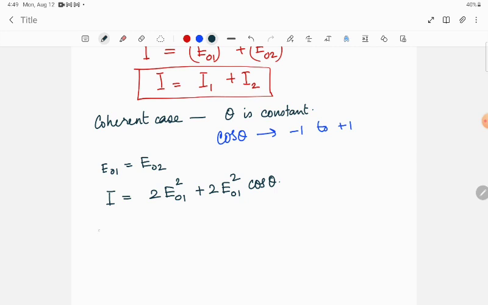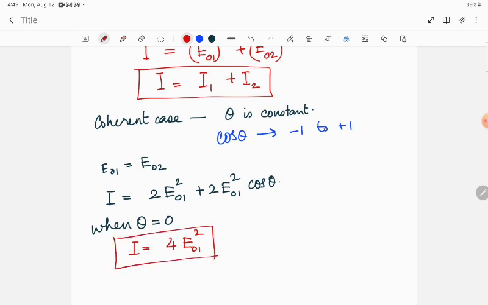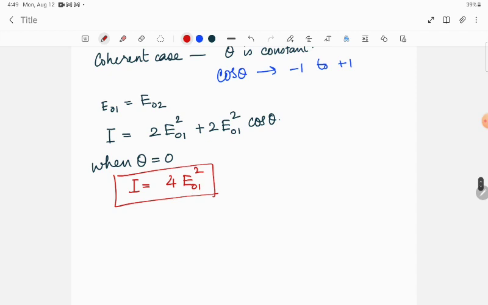So if you see this, when theta is 0, so cos 0 is 1, then your intensity I becomes 4 times E01 square, right? Ideally it was twice E01 square, that is just the sum of the two intensities of the individual beams. Now the intensity is actually twice of that. So it is 4 E01 square.